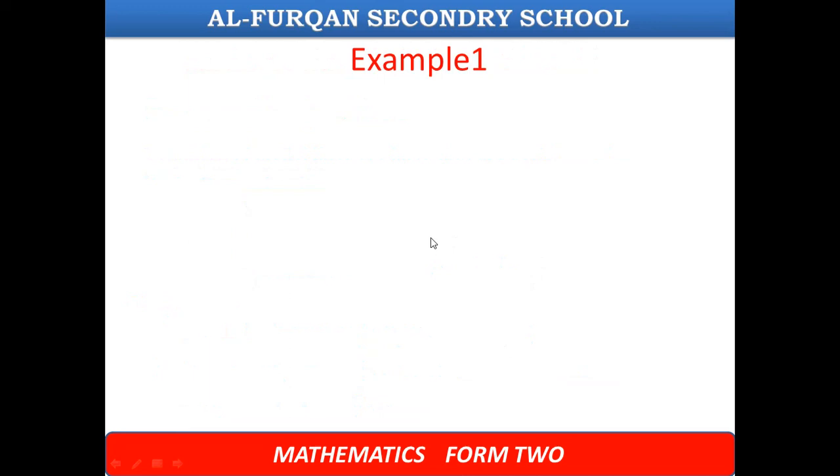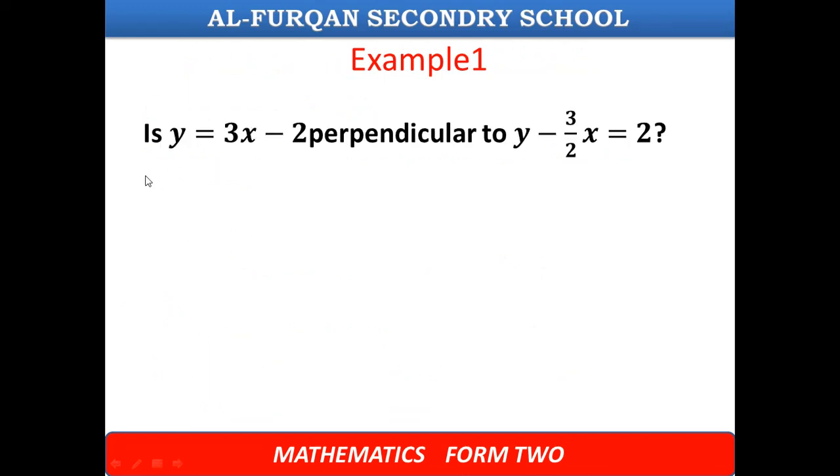Example: if y equals 3x minus 2, then the line perpendicular to y minus 3 over 2x equals 2. Find the equation of the line perpendicular to it. Okay, so we are going to solve this.